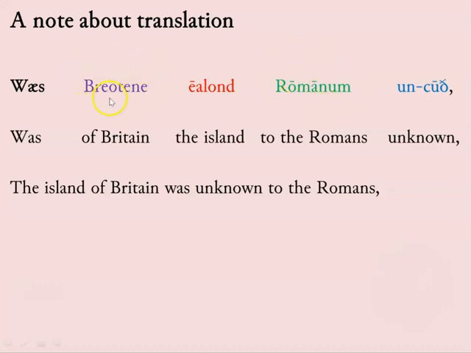Translating the genitive from Old English to Modern English, you need to supply the word of. Uncouth is unknown, as it sounds like it might be. And then to do that, you've got was of Britain the island to the Romans unknown. Now you can understand what it's saying there. Was of Britain the island to the Romans unknown, but to properly translate into modern English, you're going to write the island of Britain was unknown to the Romans.